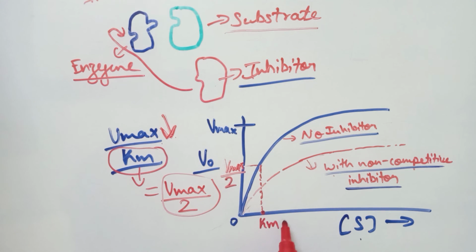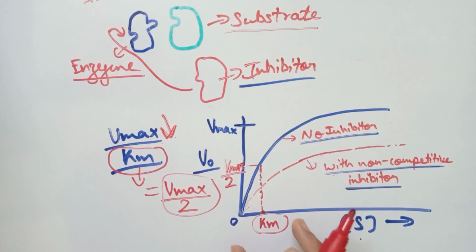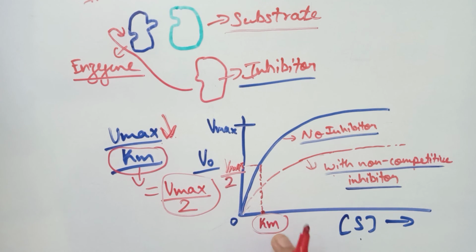And as we know that the non-competitive inhibitor does not interfere with the substrate binding, the Km value of both of these reactions will not change. So with the non-competitive inhibitor as well, the Km value will not change.